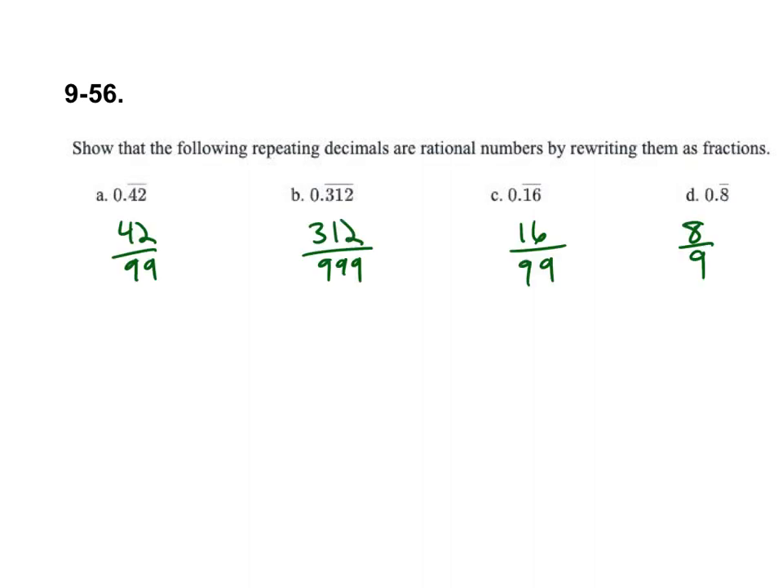So take a second, pause the video, and rewrite these as fractions. All right, so here should be your solutions. You've got 42 over 99 for part A, 312 over 999 for part B, 16 over 99 for part C, and 8 over 9 for part D. So there you have all of your repeating decimals turned into fractions.